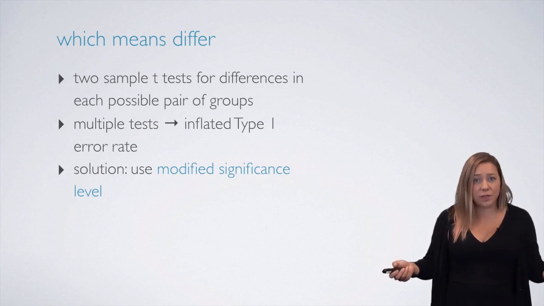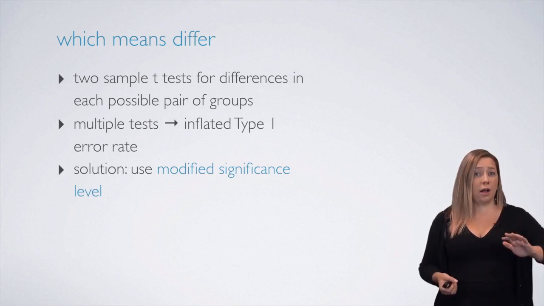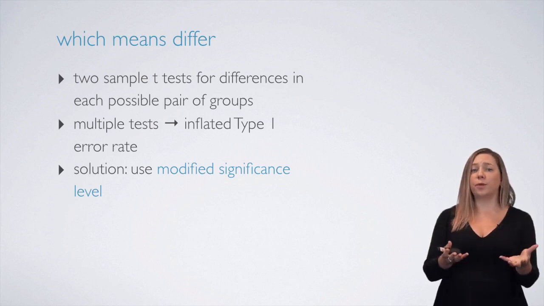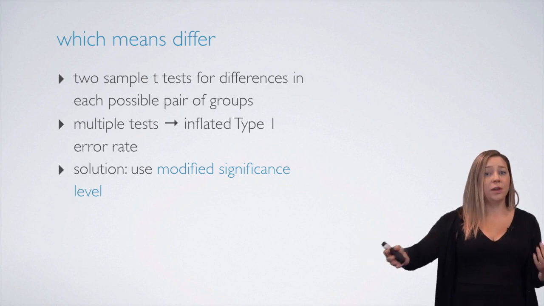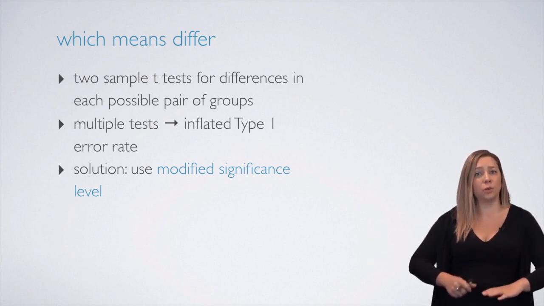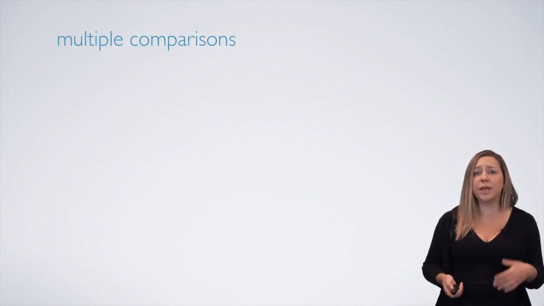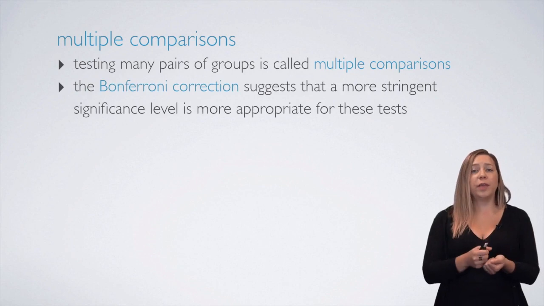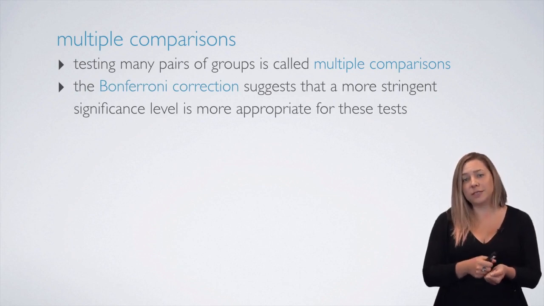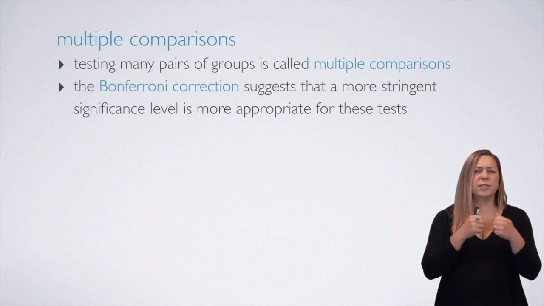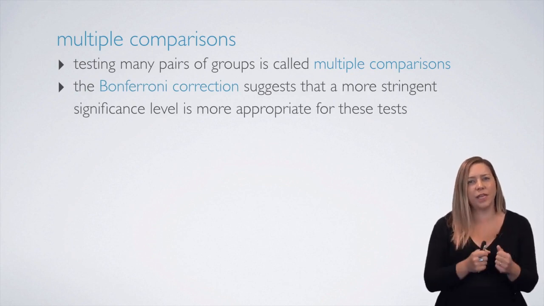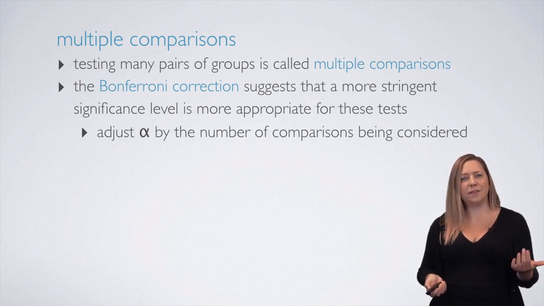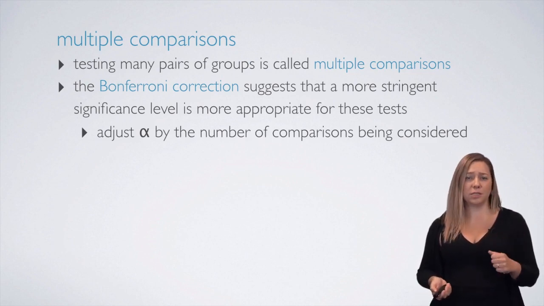Use a modified significance level that is lower than the original significance level for these pairwise tests so that the overall type 1 error rate for the series of tests you have to do can still be held at the original low rate. Testing many pairs of groups is often called multiple comparisons, and a common modification that we use when doing multiple comparisons is the Bonferroni correction, which uses a more stringent significance level for each of the pairwise tests. More specifically, we adjust our alpha by dividing it by the number of comparisons being considered.